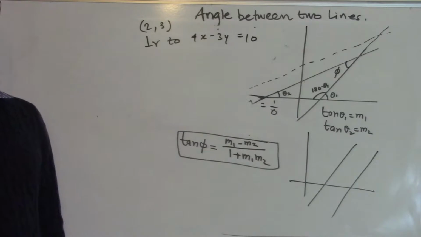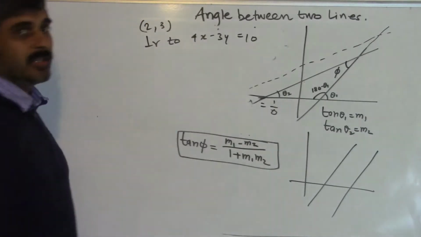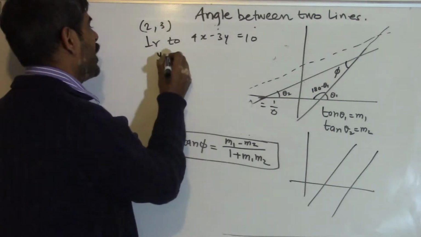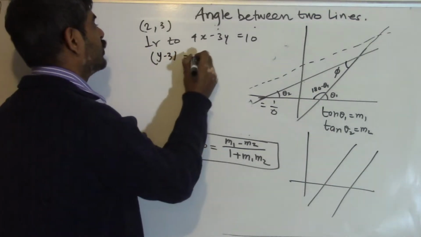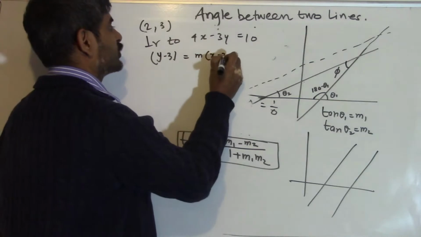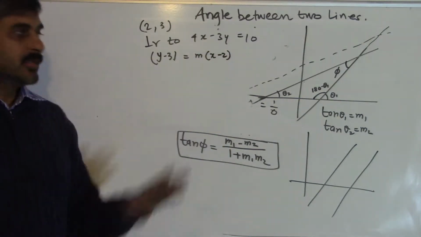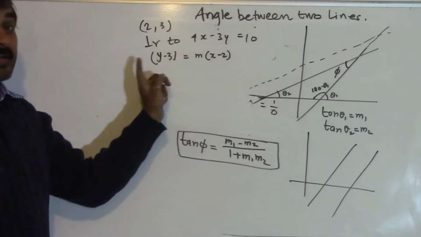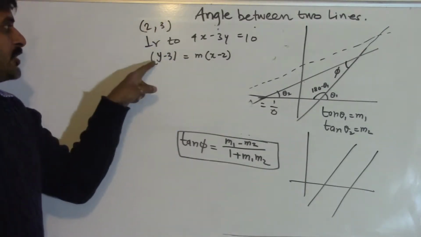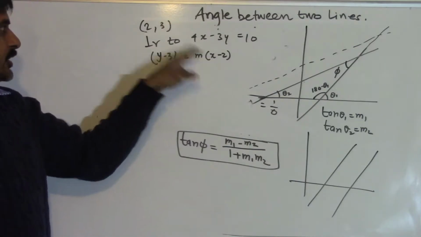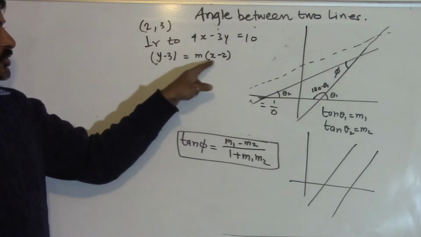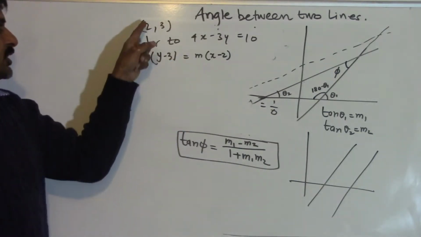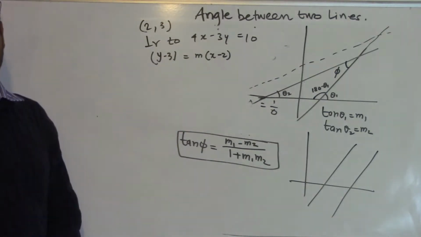So any line passing through point 2,3, we have seen in the earlier video, will be given by y minus 3 is equal to m into x minus 2. You can verify this by substituting these values here and see that the left and right hand side both satisfy. If you put y is equal to 3, it's 3 minus 3, 0. If you put x equal to 2, 2 minus 2, that is also 0. So this is the equation of a straight line that passes through the point 2,3.